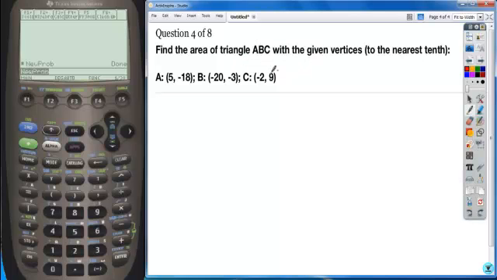In order to find the area of this triangle, what you need to do is identify what the lengths are for AB, BC, and CA. So we can use the distance formula for each of these. Each one's going to be the square root of the difference of the x's. So 5 minus a negative 20 squared, plus the difference of the corresponding y's, 18 minus a negative 3 squared.